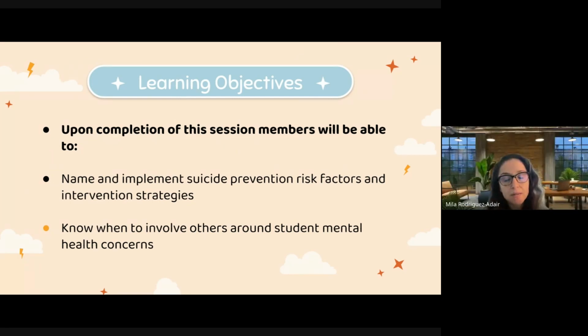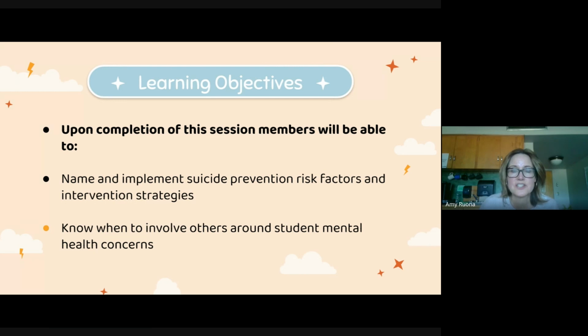And Amy, just awareness, I still can't see the presentation, so just keep going until you want me to step in. Okay. So learning objectives: Jasmine asked us to make a little quiz, in quotes, at the end so that you can get specific credits for being here. But upon completion of this session, you'll be able to name and implement some different suicide prevention risk factors, intervention strategies, and then know when to involve others when you have some mental health concerns about students that you're working with. And again, I know Mila said it just to uplift her message, we are so grateful for the work that you all do in our buildings.